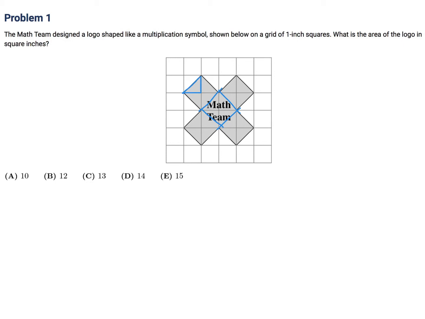And how many are there? Well, you can count them. 1, 2, 3, 4, 5, 6, 7, 8, 9, 10, 11, 12, 13, 14, 15, 16, 17, 18, 19, 20. So there's 20 of them. So we have 20 of those triangles.